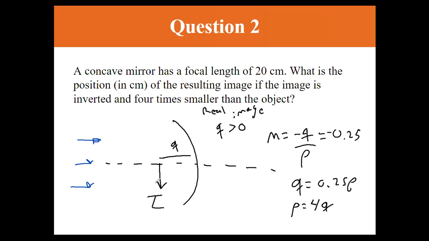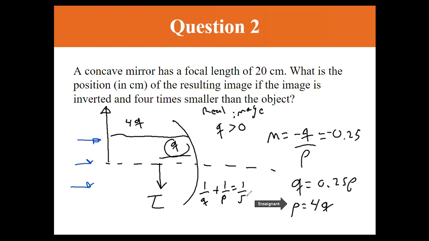That means that if the image is here, the object is 4 times farther away and is 4 times taller. So the object will be somewhere over here at a distance equal to 4q, and it should be 4 times the size of the image. With that, we can use the lens equation to figure out the position of the image. What we're looking for is the image position q. We have the lens formula that relates the image position, object position, and the focal length. In this case, we have a relationship between p and q, so we're going to take advantage of that.